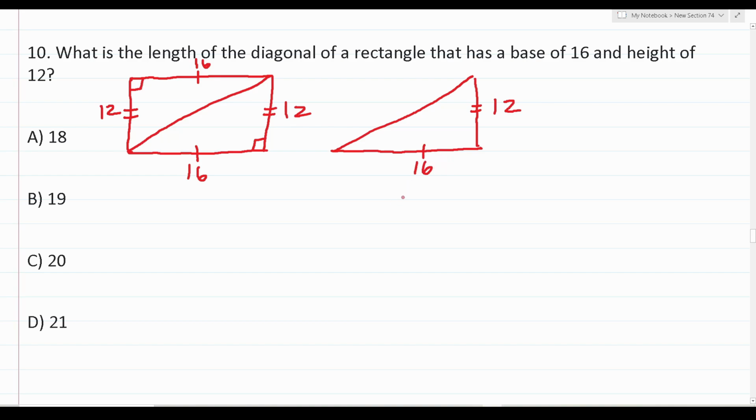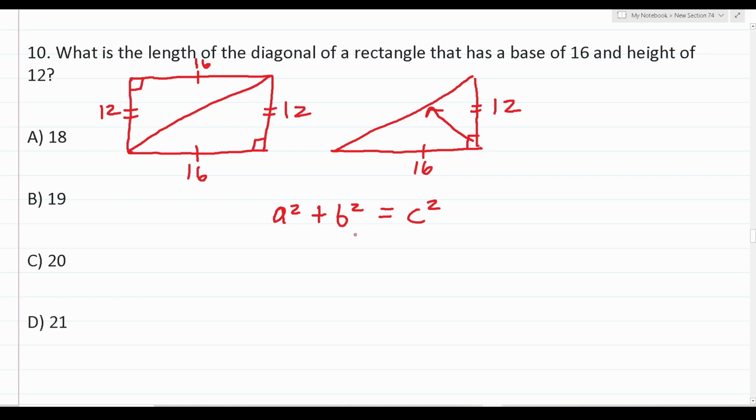Well, what is the Pythagorean theorem? The Pythagorean theorem says this: a squared plus b squared equals c squared, where a and b refer to the legs of your right triangle and c refers to the hypotenuse of the right triangle. You can quickly identify the hypotenuse because it's always directly across from the right angle. So in this case, we know that this distance right here is our hypotenuse, and as we can see, that hypotenuse is the diagonal of this rectangle.